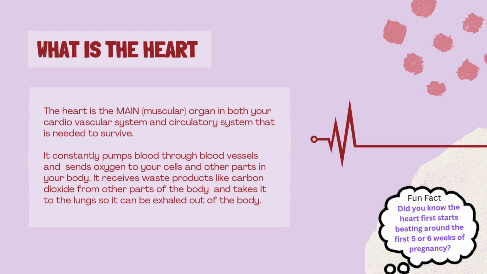What is the heart? The heart is the main organ in both your cardiovascular system and circulatory system that is needed to survive. It constantly pumps blood through the blood vessels and sends oxygen to your cells and other parts in your body. It receives waste products like carbon dioxide from other parts of the body and takes it to the lungs so it can be exhaled out of the body.